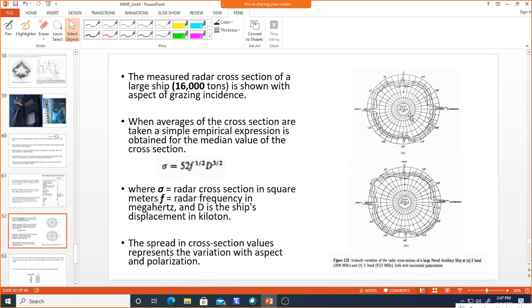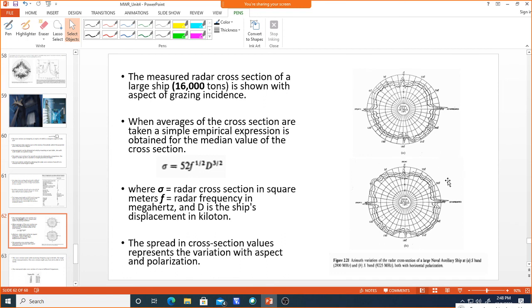Sometimes they also use circular polarization, because being circular in nature, both vertical and horizontal components will be there. At least a minimum of 50% of the power you will receive at the receiver side. So most radar systems, and even military systems, use circularly polarized antennas for transmitting and receiving. That is a very big advantage, so that's why they use it.